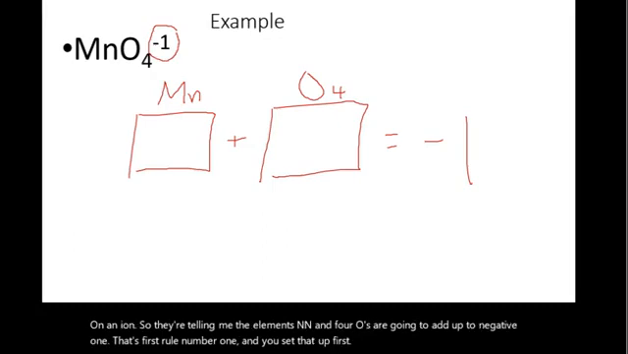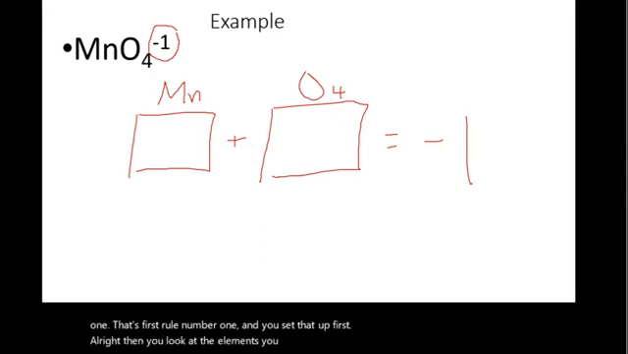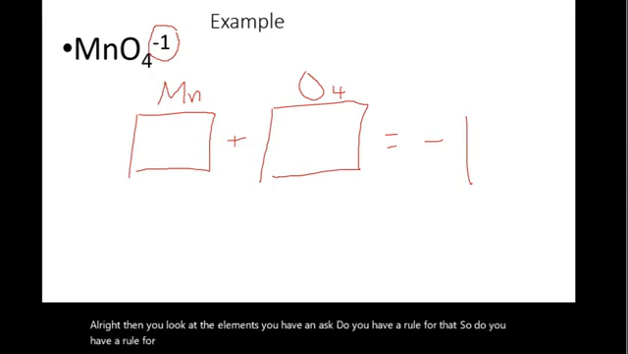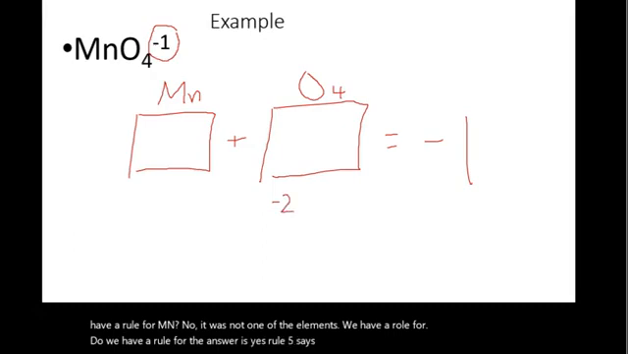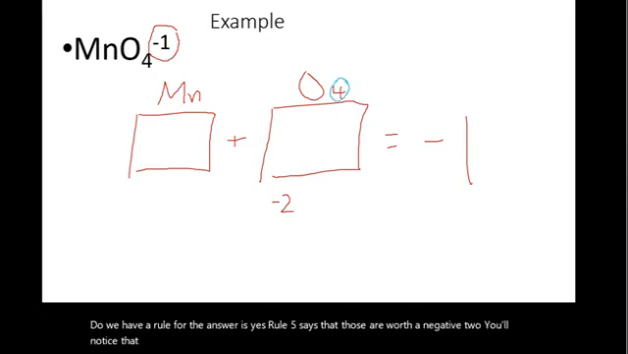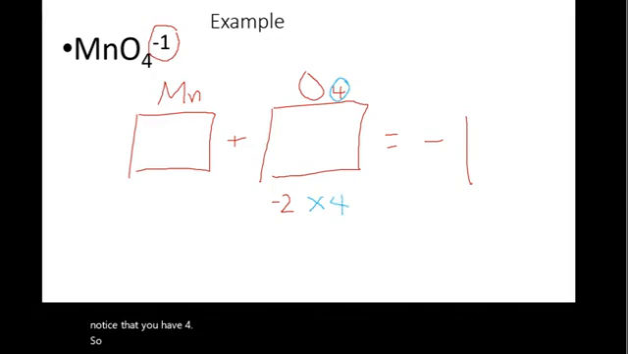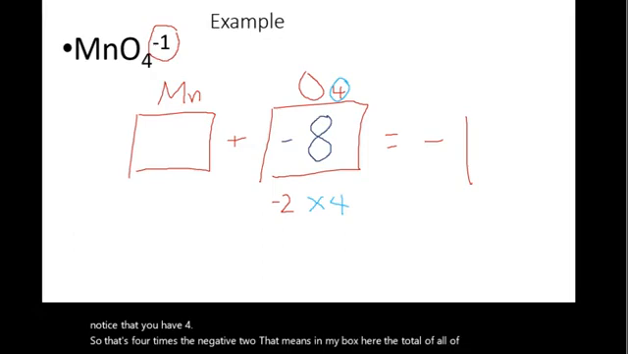All right, then you look at the elements you have and ask, do you have a rule for that? So do you have a rule for Mn? No, it was not one of the elements we have a rule for. Do we have a rule for O? The answer is yes. Rule number 5 says that O's are worth a -2. You'll notice that you have 4 O's. So that's 4 times the -2. That means in my box here, the total of all of my oxygens is a -8.